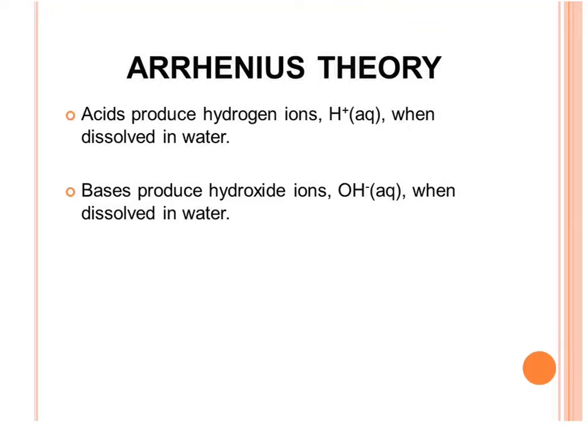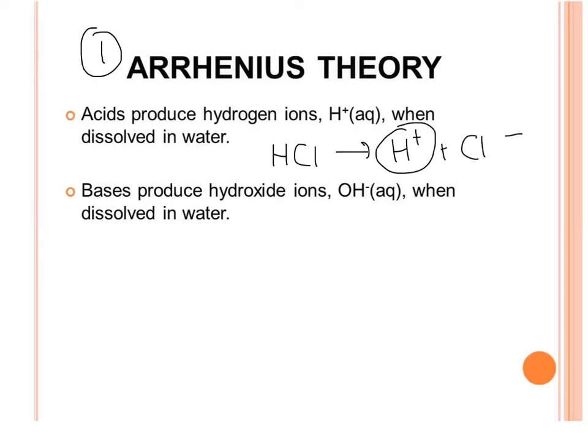There are three main definitions of acids and bases that we need to go over in this video. The first is the Arrhenius theory. So this theory says that acids produce hydrogen ions, or H+, when dissolved in water. For example, HCl dissolved in water would form an H+ plus a Cl-.